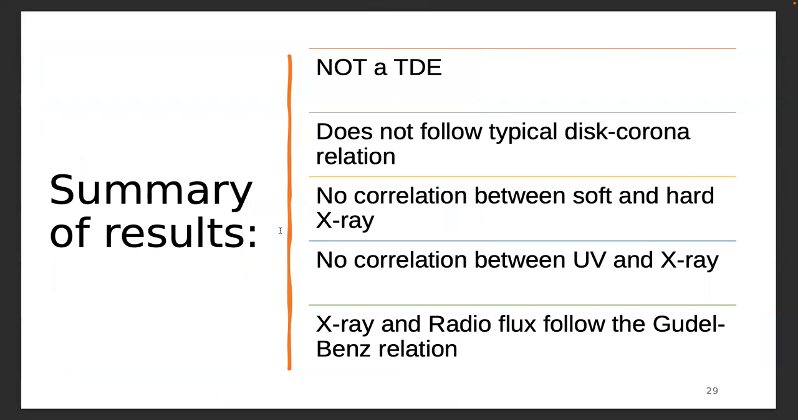So in summary, as you can see, it may not be a tidal disruption event. It doesn't quite follow the typical disc-corona relation that we see in normal AGNs. Now, there is no correlation between the soft and hard X-ray, and no correlation between the soft X-ray and the UV. And the X-ray and radio flux follows the Güdel-Benz relation.